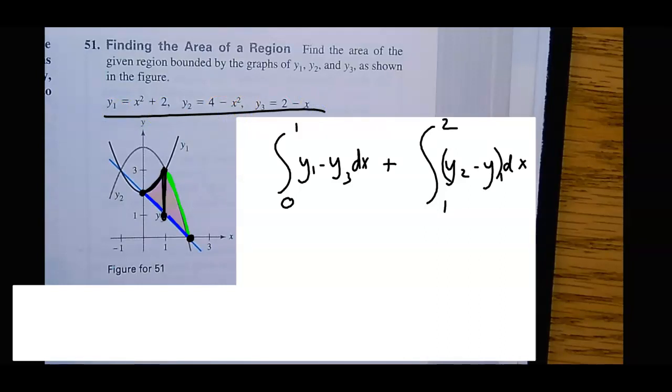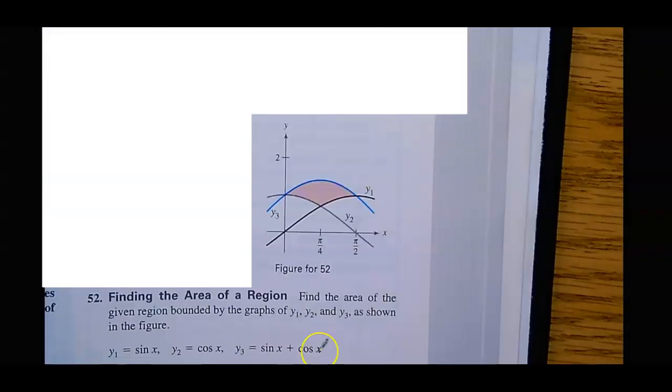So there's that one. Let's go ahead and take a look at number 52. So once again, we have a blue line, we have a dark black line, and then there's a gray line, but the gray line looks black. So I'm just going to go ahead and color it differently. We'll call it the brown line. All right? The brown line is the y2. The blue line is the y3. And the black line is the y1 there.